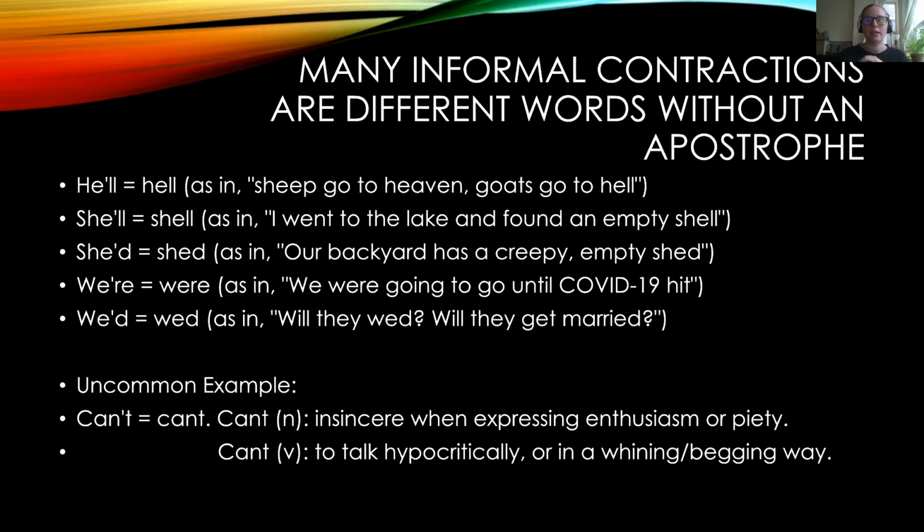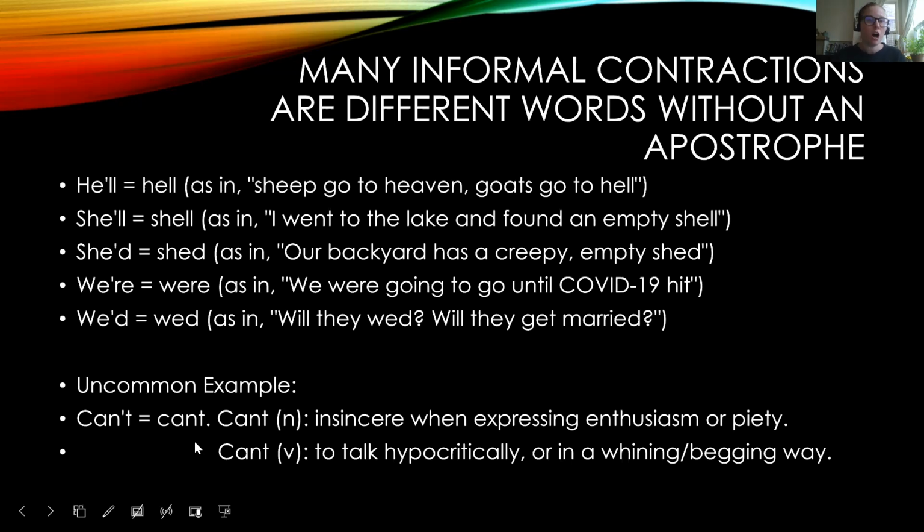So if you're talking hypocritically, you might say, oh, I'm vegan, so I don't eat animal products, but sometimes I eat fish. Well, fish is an animal product. So if you're talking about not eating an animal product and then you talk about eating an animal product, that's being a bit hypocritical, and that would be canting. It can also be a little whining or begging, like your kids probably cant to you when they want candy at the grocery store. They're going to be begging for it and maybe whining a little bit.